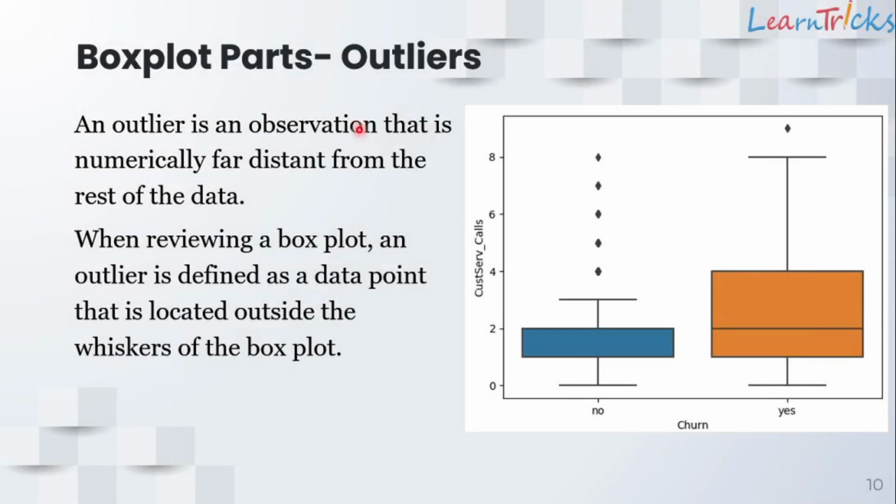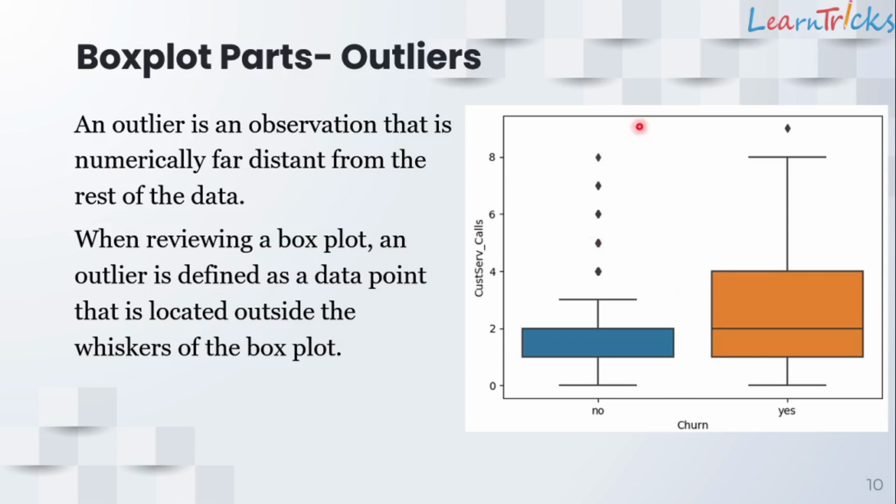Now this is the second type of box plot, that is the box plot with outliers, right? First we will see what an outlier is. An outlier is an observation that is numerically far distant from the rest of the data. And when reviewing a box plot, an outlier is defined as a data point that is located outside the whiskers of that box plot. It means a specific value that has a very large difference between it and all the remaining values, right? Then it is called an outlier.